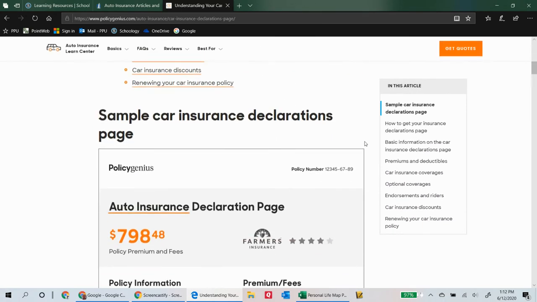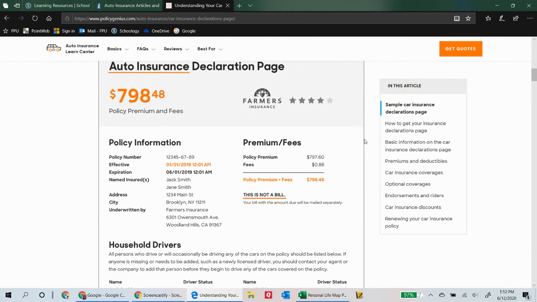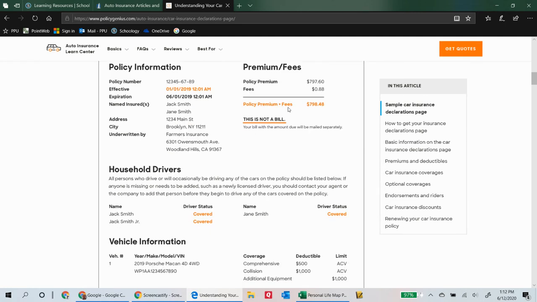And so if you come down here to the sample car insurance declarations page, you can see all of the information that we just talked about. In this case, you can see they're insuring Jack and Jane Smith for a period of 5 months, and the policy cost is going to be $798.48 for 5 months. If you were putting this one into your Worksheet 10, you'd have to multiply by 12 over 5 to get the annual cost.